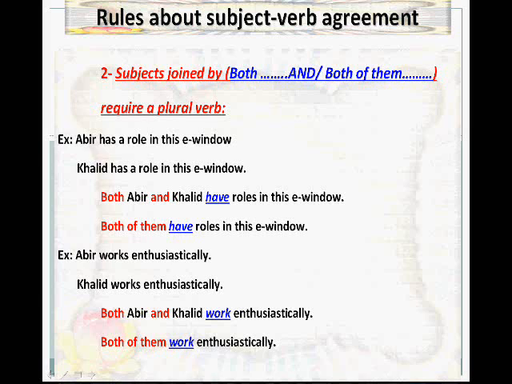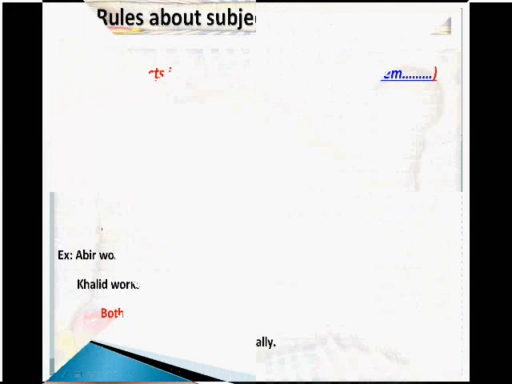To sum up, if we have subjects joined by both and or both of them, then the verb should be plural. Like, both Abir and Khalid have roles in this e-window. Both of them have roles in this e-window. Both Abir and Khalid work enthusiastically, and both of them work enthusiastically. Note that subjects which are joined by both and or both of them require a plural verb. Let's move on.